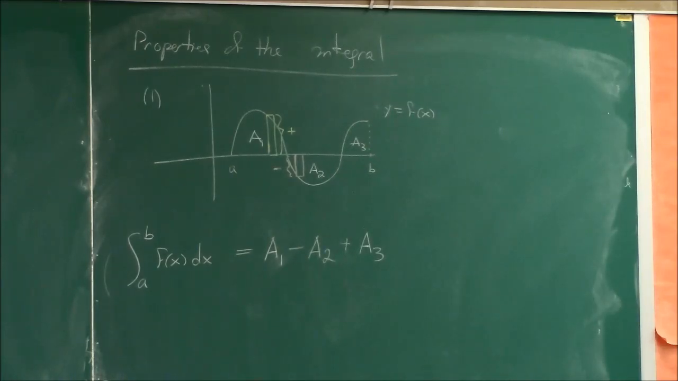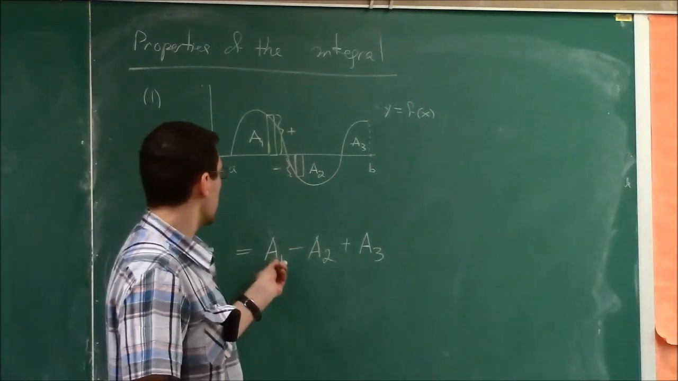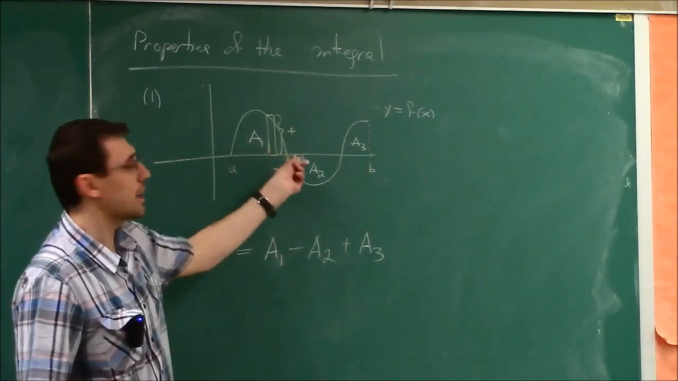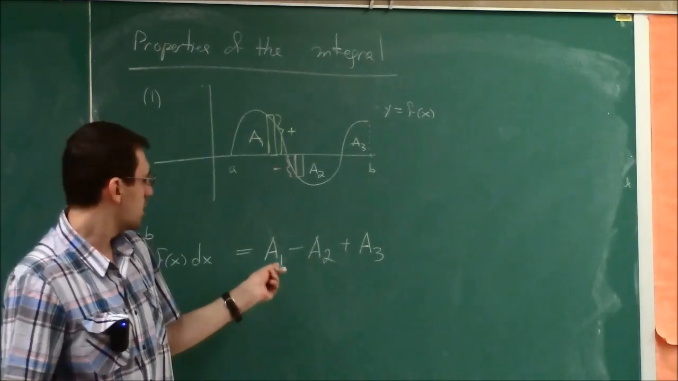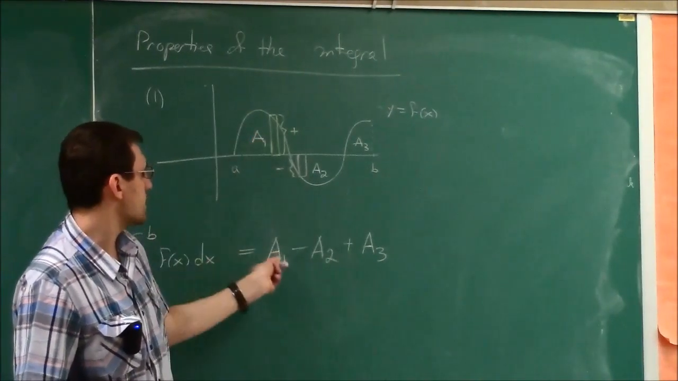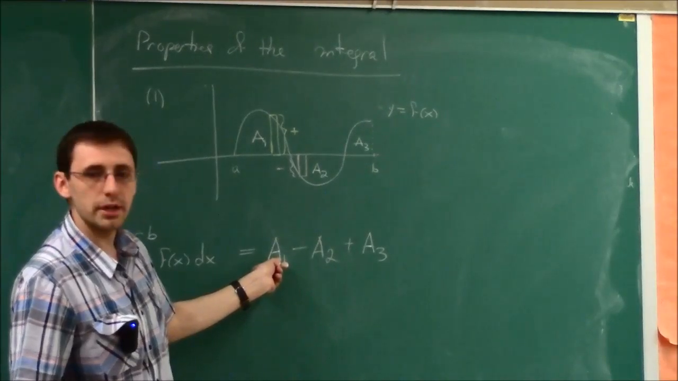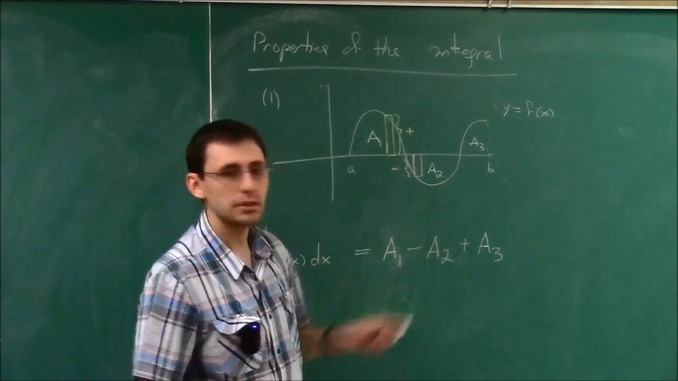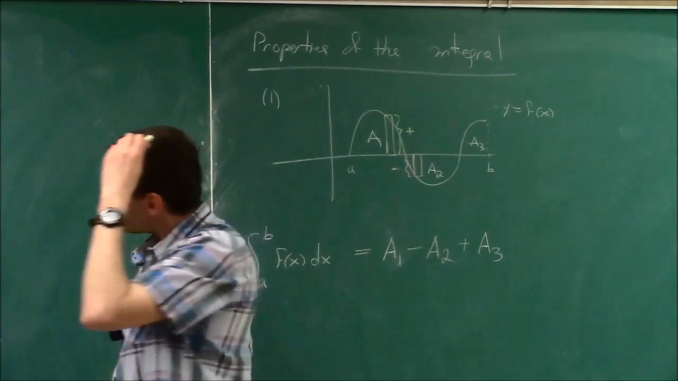Okay, so what does that mean? What it means is that the integral is the signed sum of areas. So you add the areas, but you add them with sign. So that means that if the curve is over the x-axis, the sign of the area is positive. If it's below the x-axis, the sign of the area is negative. How does that work in the summation?